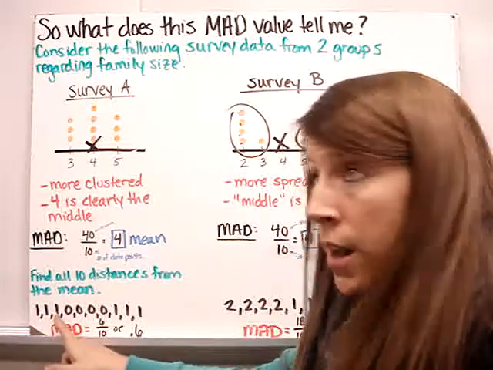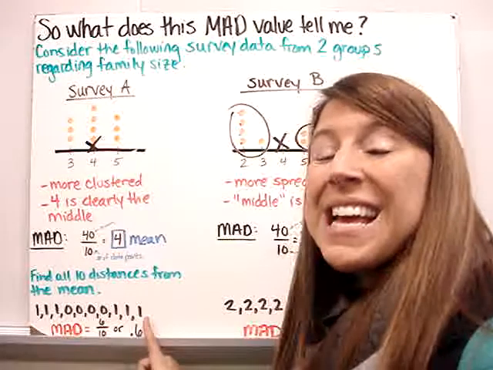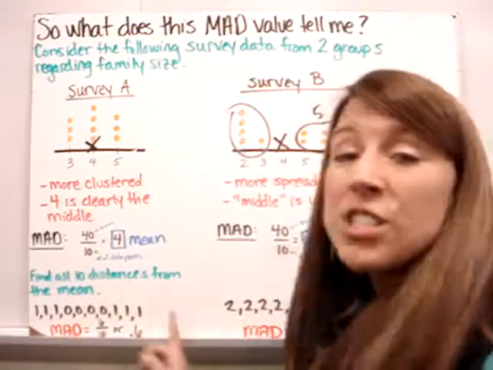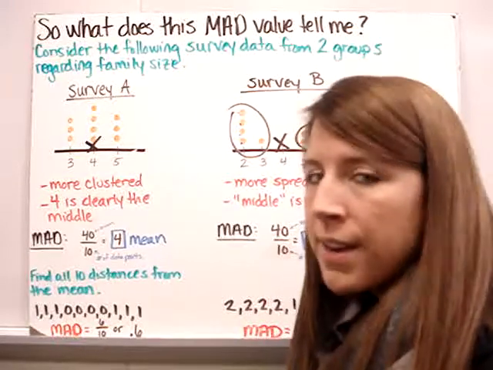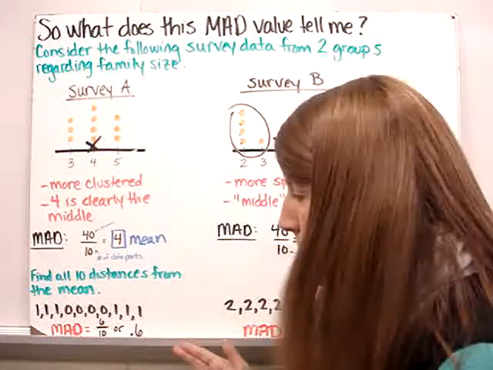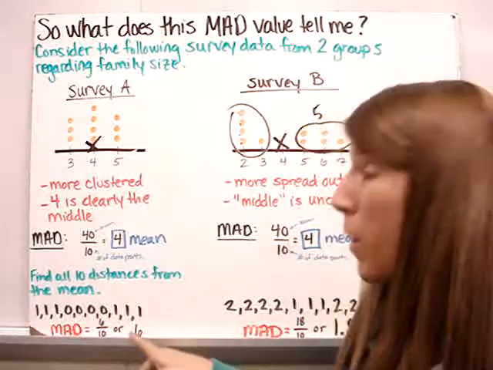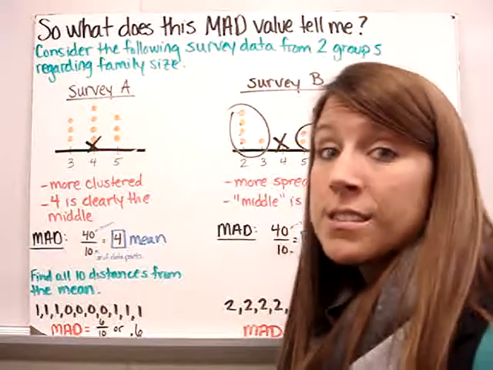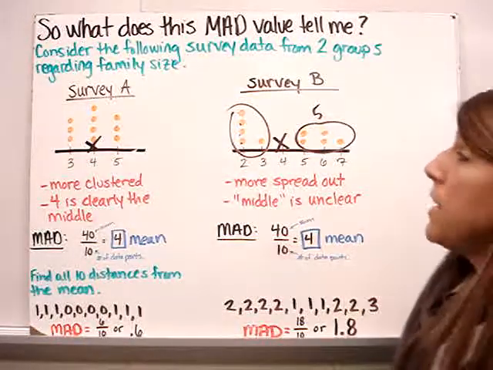1 plus 1 plus 1 plus 4 zeros plus 1 plus 1 plus 1 is 6. So I have 6 as the sum of the distances from my mean, and then I divide by 10 because there are 10 of them. So 6 divided by 10 is 6/10, or 0.6, which is still 6/10. Okay, now, same thing over here.